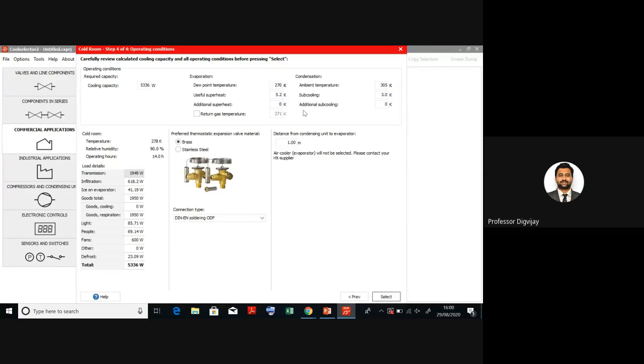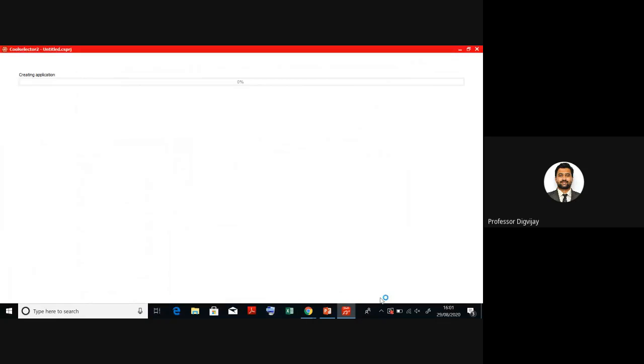These are the given values. Then preferred thermostatic expansion valve material. So we have an expansion valve, and they are giving us the choice whether we go for brass or stainless steel. Okay, then they are asking this connection type, soldering, whichever you want to put here. So that is related to the installation people. Distance from condensing unit to the evaporator. This distance means the length of the copper tube, or whatever tube you are using, that will be the length of that tube. Okay. Select. Now it will give me some report data.